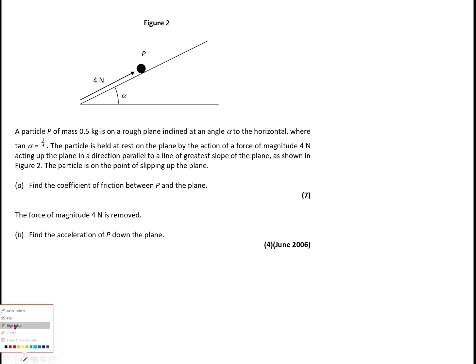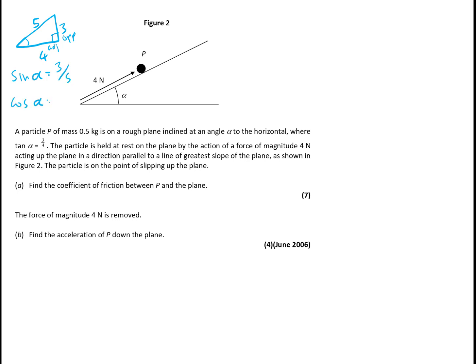Now let's start off with this question. Pause the video and have a look. But we know tan alpha is 3/4. So if we have a triangle, that's 3, that's 4, because that's the opposite. This is the adjacent, and we know Pythagoras, that must be a 5. So to help us out, sine alpha is opposite over hypotenuse, that equals 3/5, which is 0.6, and cos alpha is adjacent over hypotenuse, that's 4/5, which is 0.8.